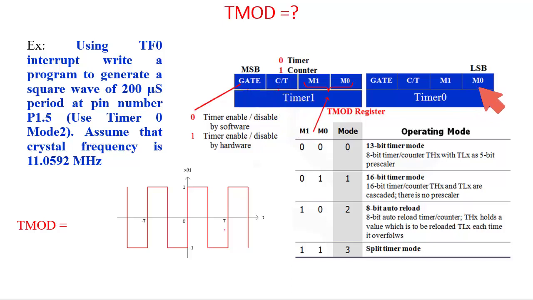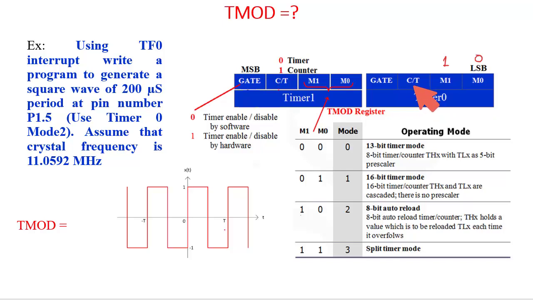Now this M1 and M0 will be used for mode selection. There are 4 modes: mode 0, 1, 2 and 3. Different modes have different functionality. Here according to the question we need to use mode 2. So for mode 2, what is the combination? The combination is 1 and 0. So M1 should be 1 and M0 should be 0.